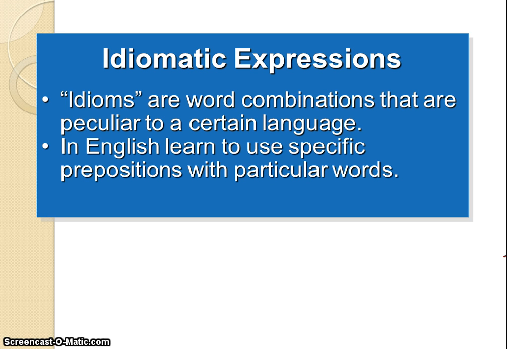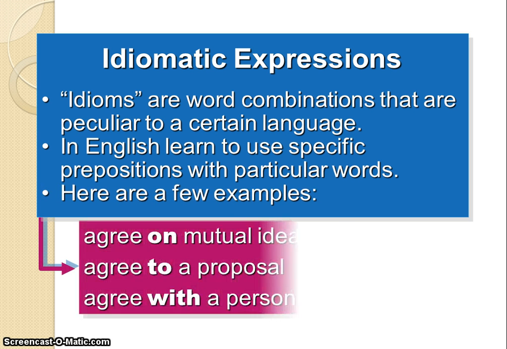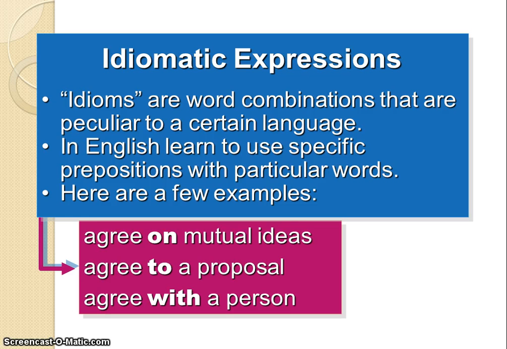We're going to talk about using specific prepositions with particular words here. And here are a few examples. We agree on, or we agree to, or agree with. So we agree on mutual ideas, agree to a proposal, and we agree with a person. What kinds of words are these? Well, these are prepositions, but they're being used in different forms depending on how we're using them.